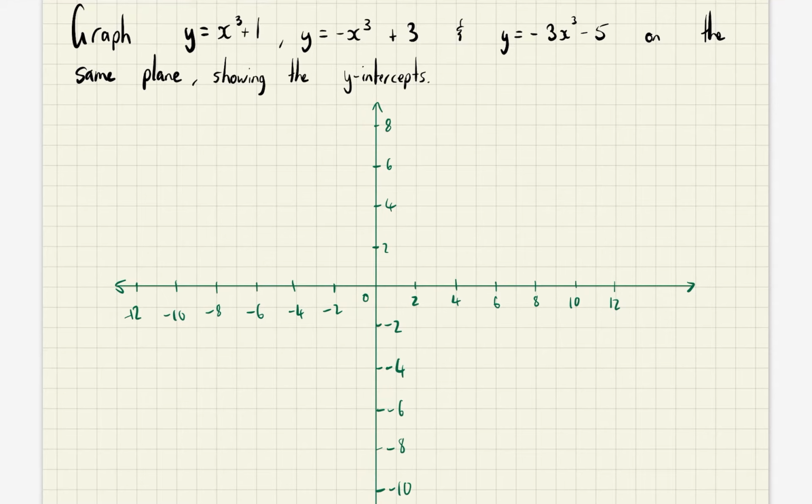Remember, the y-intercepts are just where they cross this line. I should probably label that. That's my x, and that is my y. Okay. So we'll do a table of values. I'm going to do it in the top left-hand corner. So I'm going to have x and y.